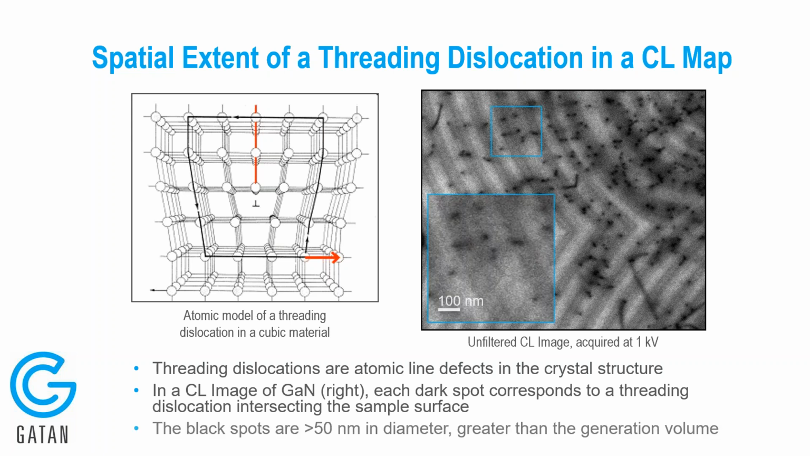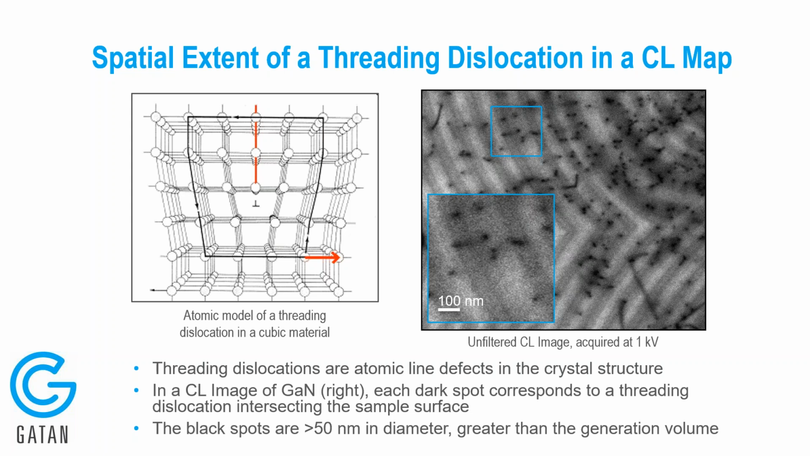However, when we look a little closer, we see that these black spots are not atomically sharp defects, but actually have a physical extent of somewhere between 50 and 100 nanometers. And that is about the size of the diffusion length in this material. So we can see in this CL map that we are limited by minority carrier diffusion, or the spatial resolution is limited by minority carrier diffusion.